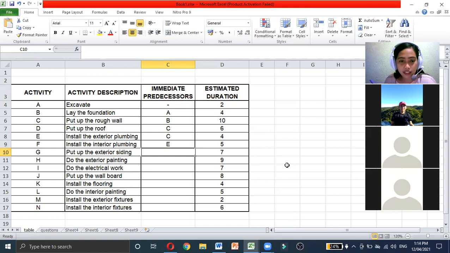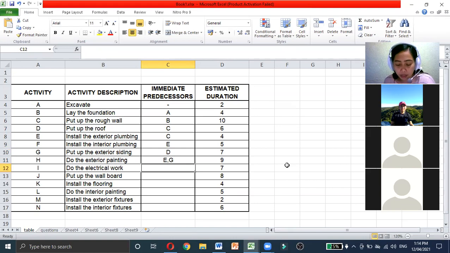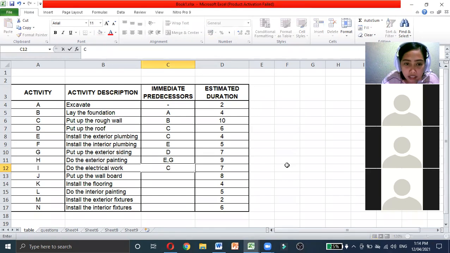Next is put up the exterior siding. D. Okay, D. How about H? E and G. Okay, that's correct. How about do the electrical work? C. Okay, so before the electrical work, the rough wall must be finished, of course. The wall must be done before the electrical activity.